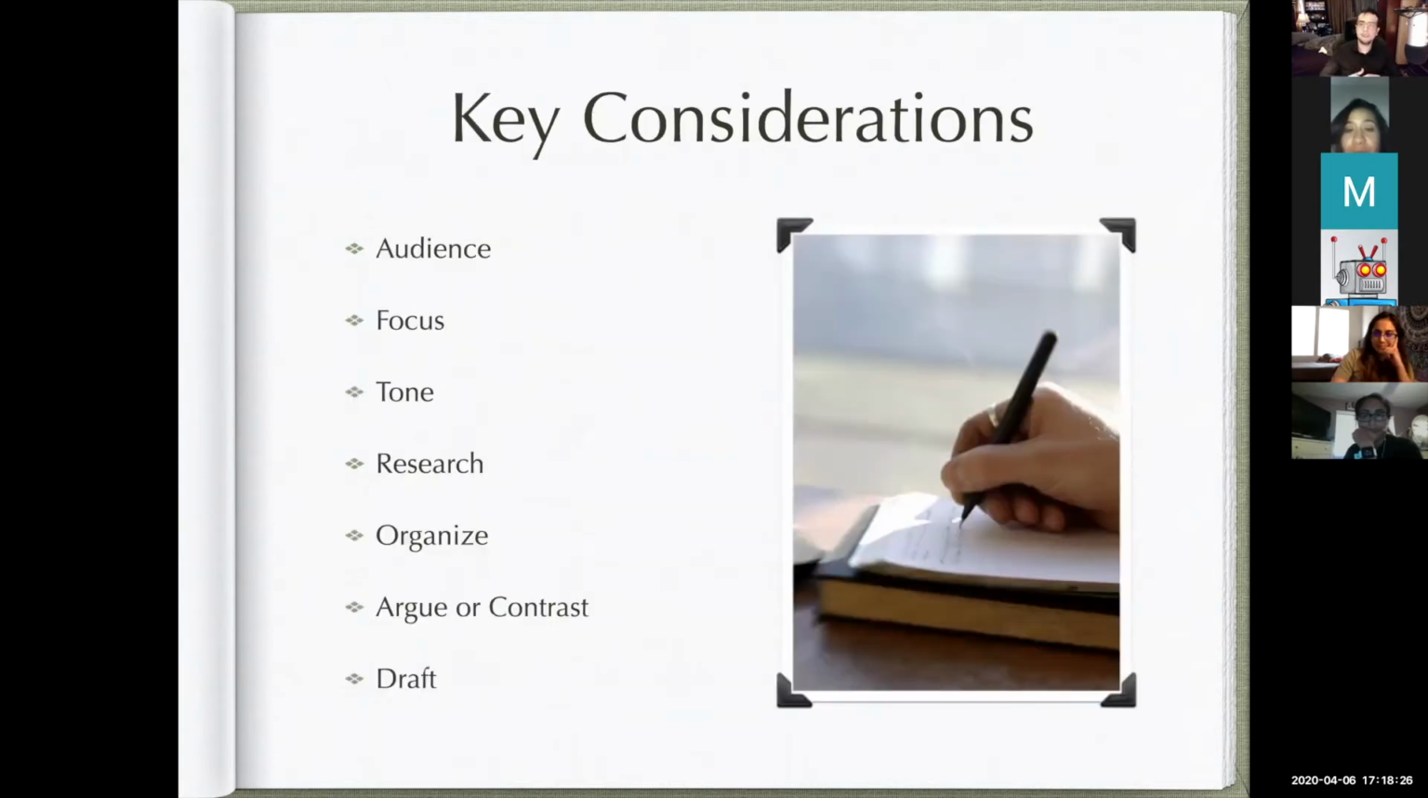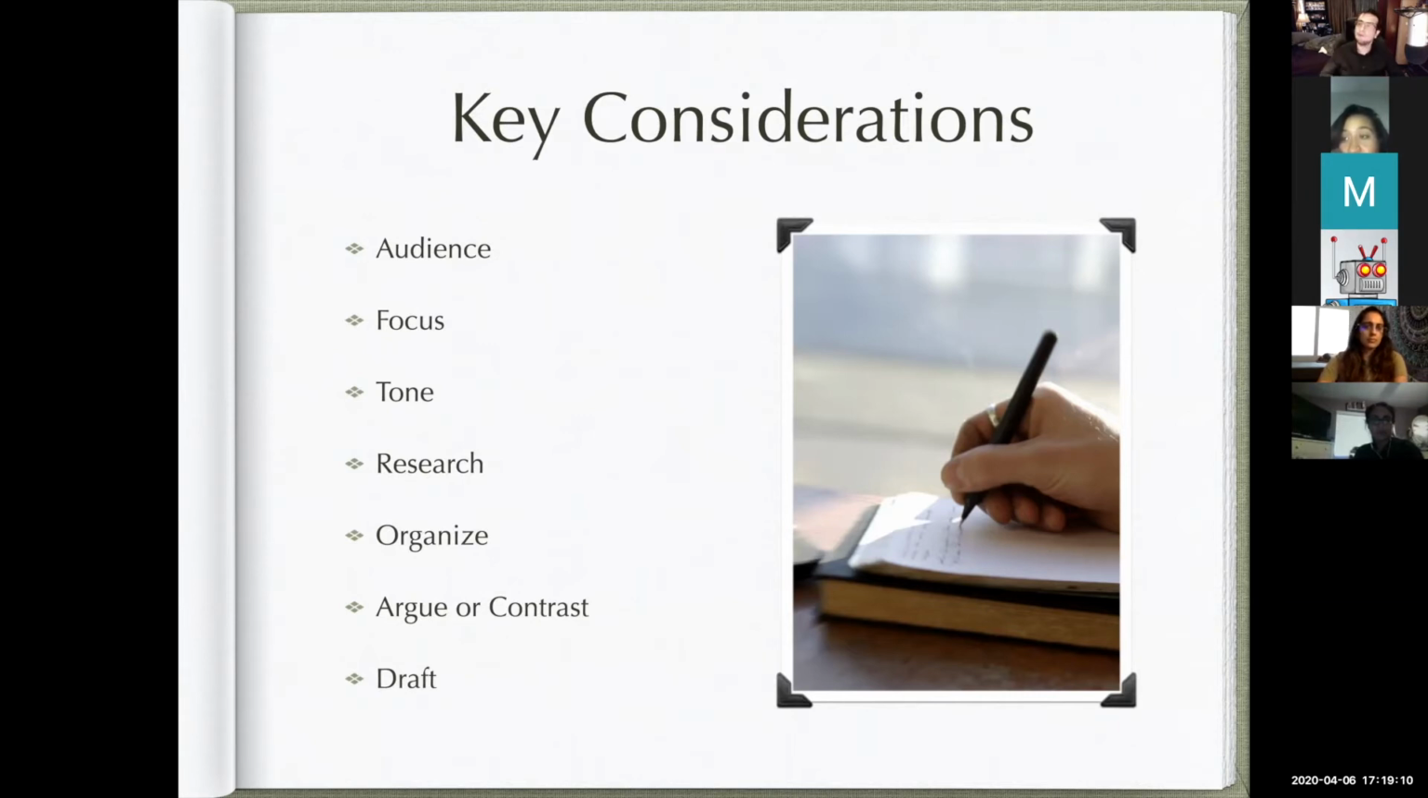So there are some key considerations also when you're writing: audience, focus, tone, research, organization, argument and contrast, and drafting. So audience, who are you writing this for? Focus, what are you trying to accomplish? Tone, how do you want to convey this? Do you want to be professional, serious, jokey, comedic? How much research needs to go into this? What kind of research needs to go into this? What kind of organization? Do you want to do this as a timeline, in chronological order, or as a subject by subject discussion? Argument and contrast. Are you bringing in alternative points of view or contrasting different considerations?